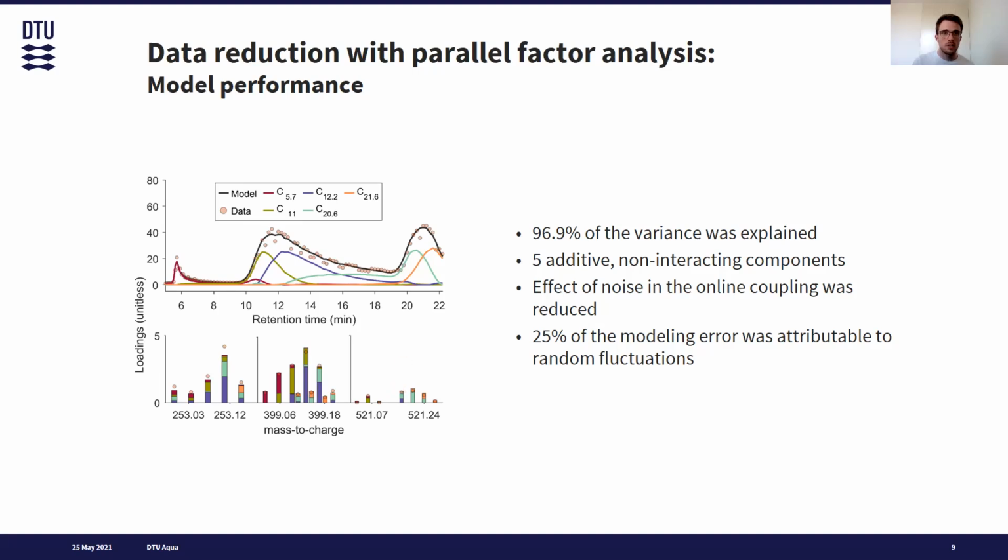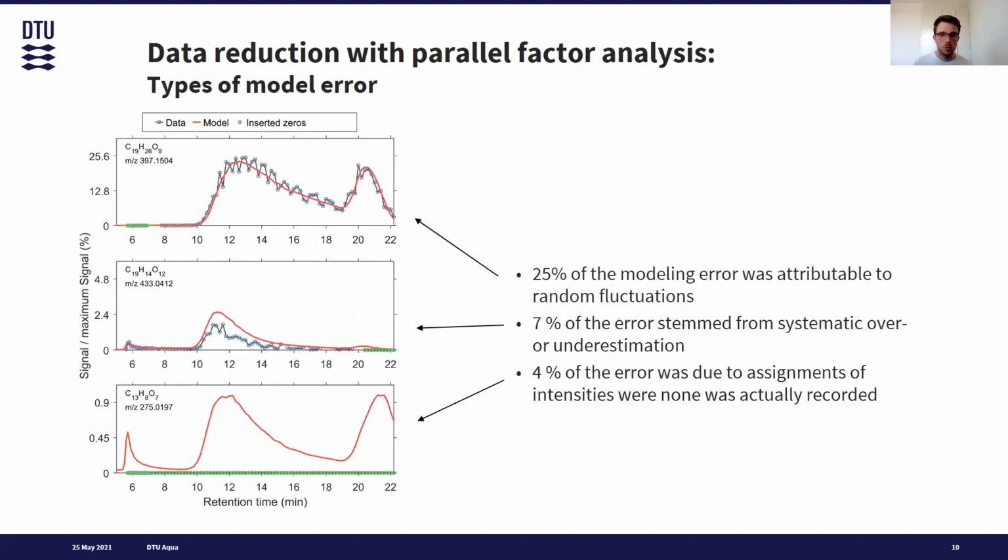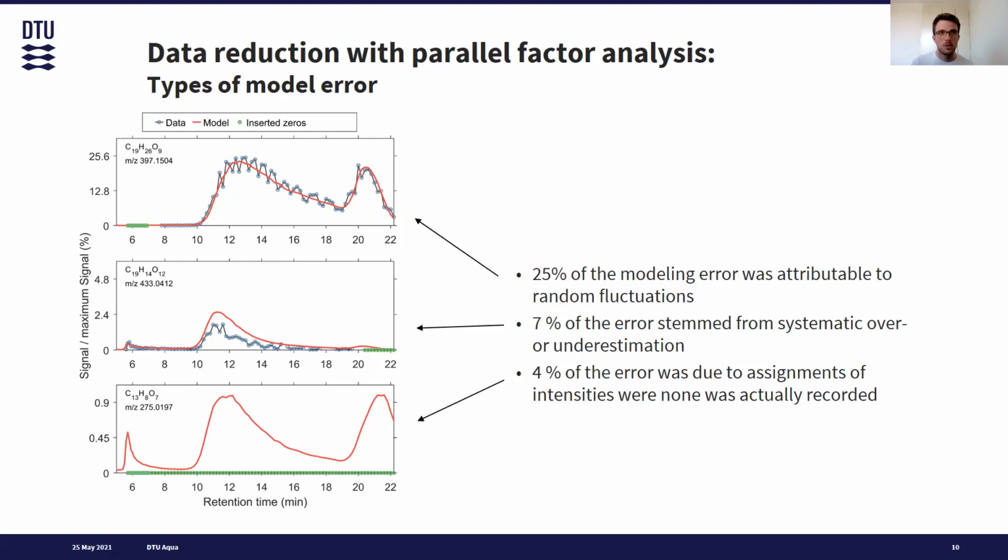So how about the things that we didn't explain well? Well, 25% of the modeling error, so that's 3% of the raw data that we couldn't explain, was actually attributable to random fluctuation. Another group that we could see relatively often, in 7% of the modeling error, was actually attributable to systematic over or underestimations.